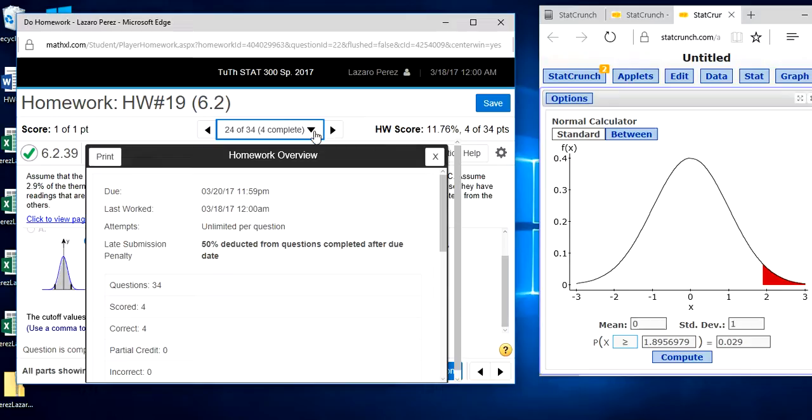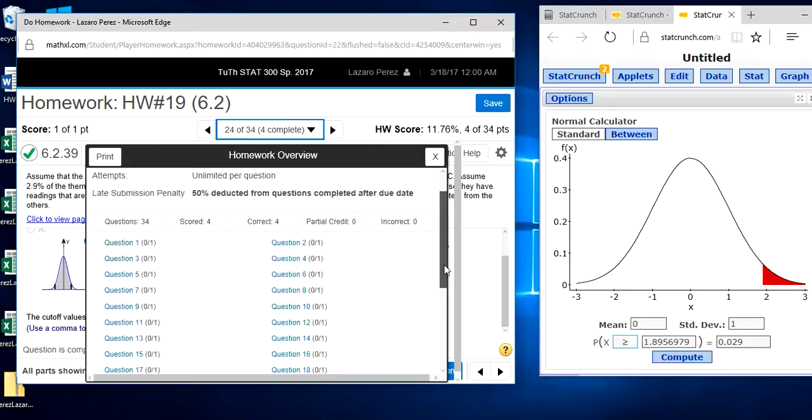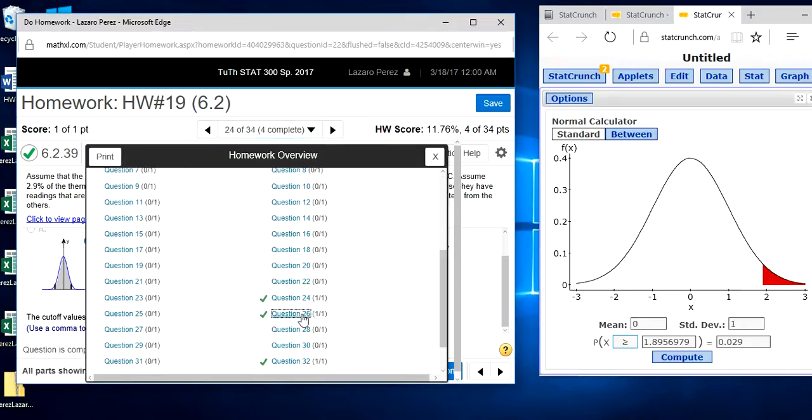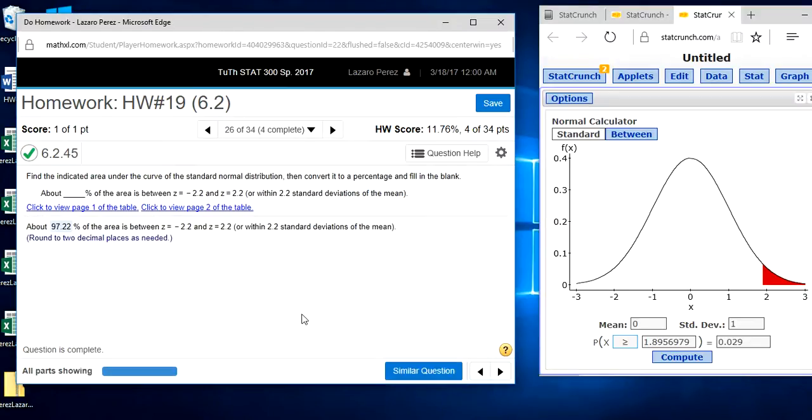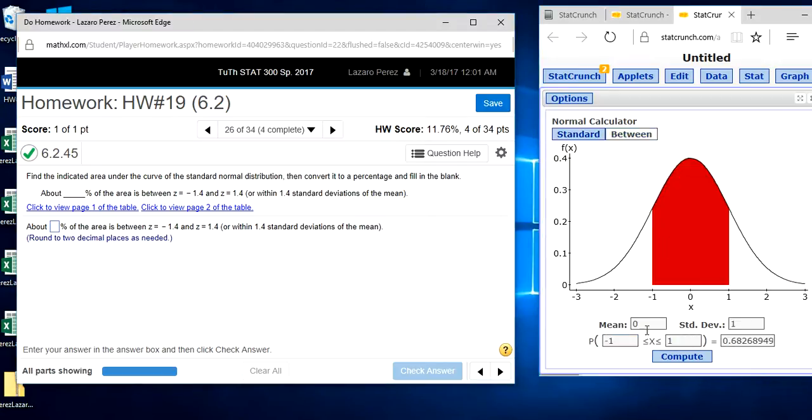All right, the next one was question number 26. So let's do a similar question. Find the indicated area under the curve of the standard normal distribution, and then convert it to a percentage and fill in the blank. About blank percent of the area is between z-score negative 1.4 and positive 1.4. So if you just go to Between, then we can just type in and we'll get our answer.